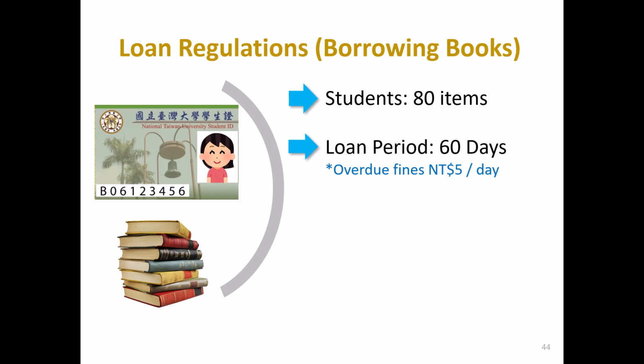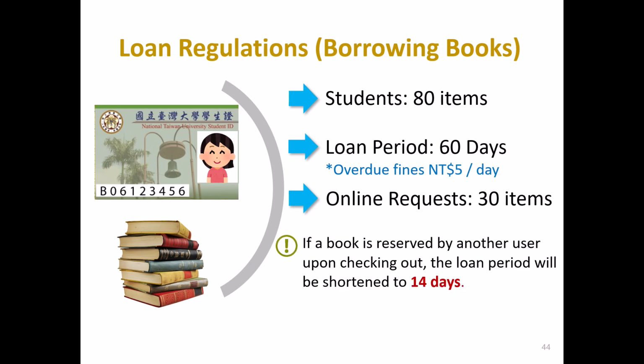If the loan period is up and no one makes a request, you are able to renew the items online. If a book is already checked out by others, you can make a request online. You can request at most 30 items. If a book is reserved by another user upon checking out, the loan period will be shortened to 14 days. However, DVDs and CDs cannot be renewed or requested online.